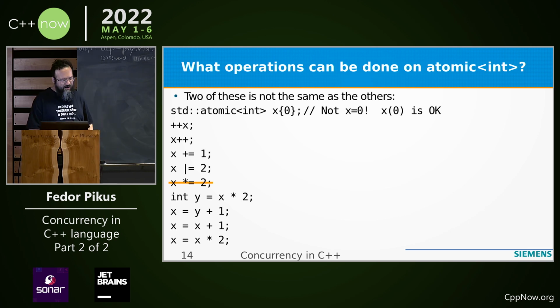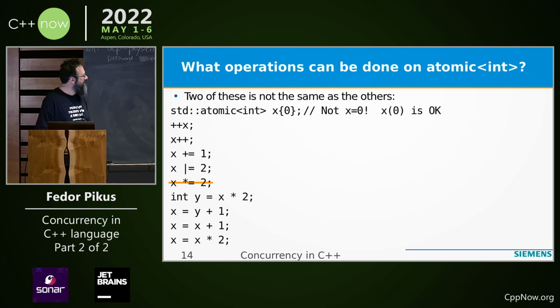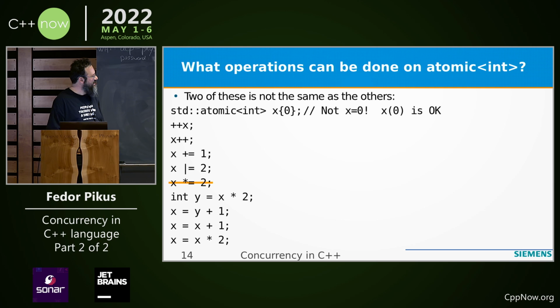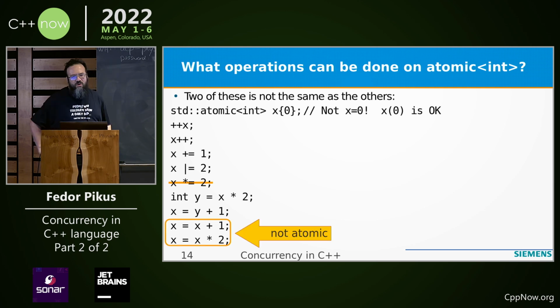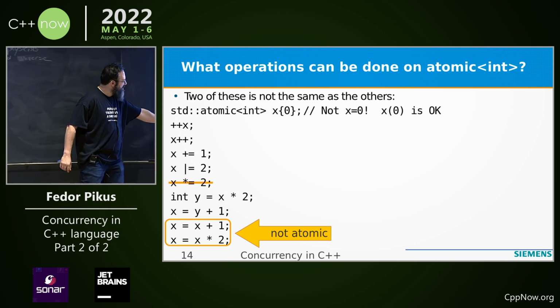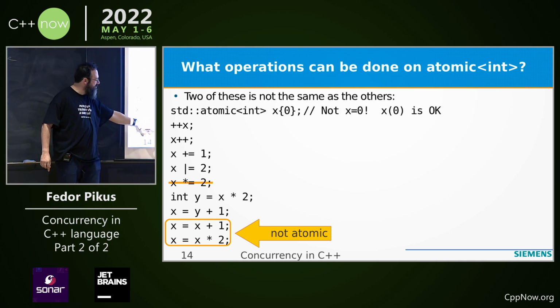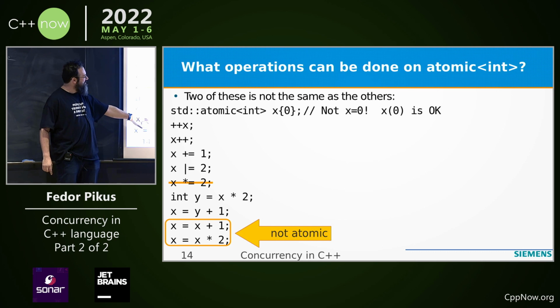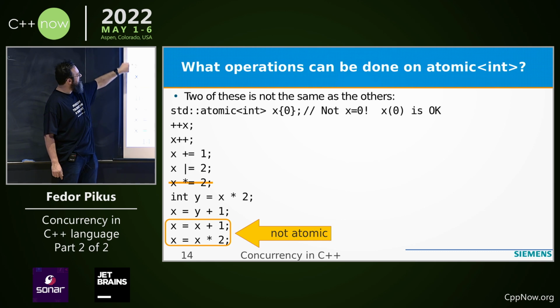Two more of these are not the same as the others. The bottom two are wrong. They're not wrong. However, they're not atomic. So they may be wrong if you expected atomicity. Now this one, we already know that it's not atomic, so no problem. This one is interesting. We're kind of conditioned that this and this and this are doing the same thing. And with atomics, that's not true.